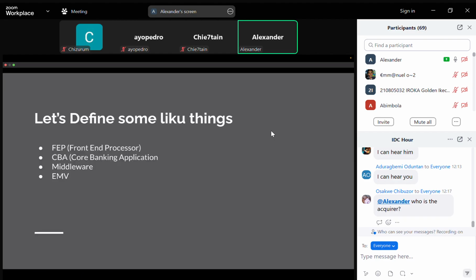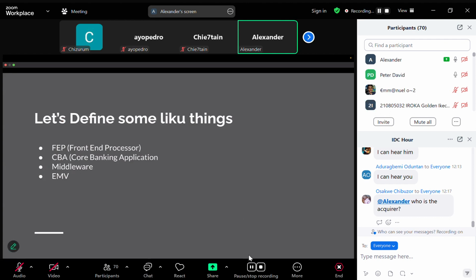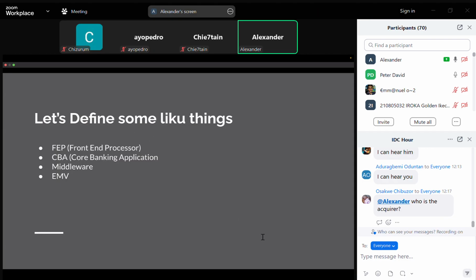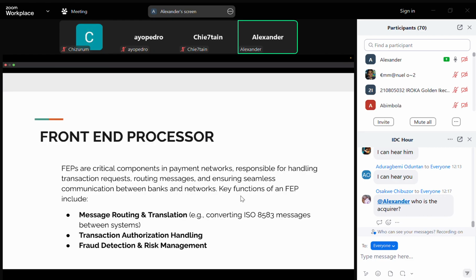So let's define some little things. FEP, front-end processor, CBA, core banking application. We have middleware, we have what we call EMVs. So front-end processor, for example, some of the payment networks use it to process transactions, to make sure that they route transactions correctly.